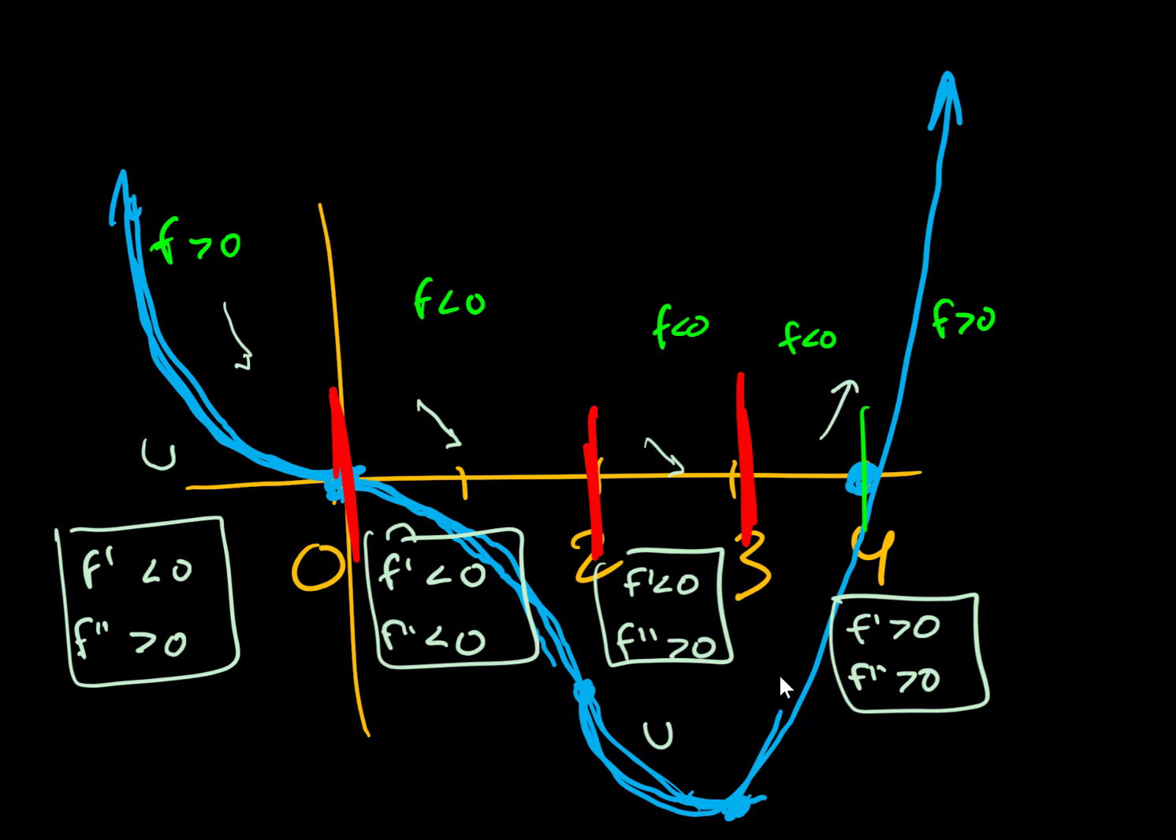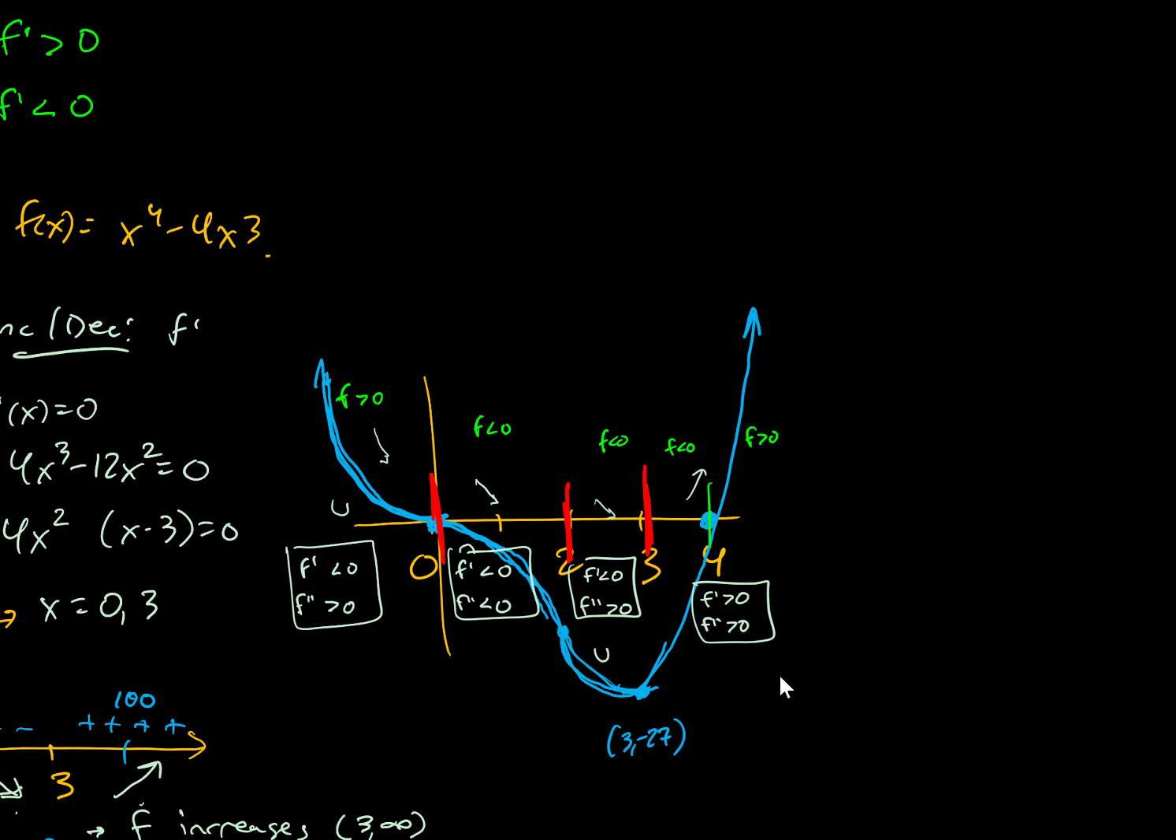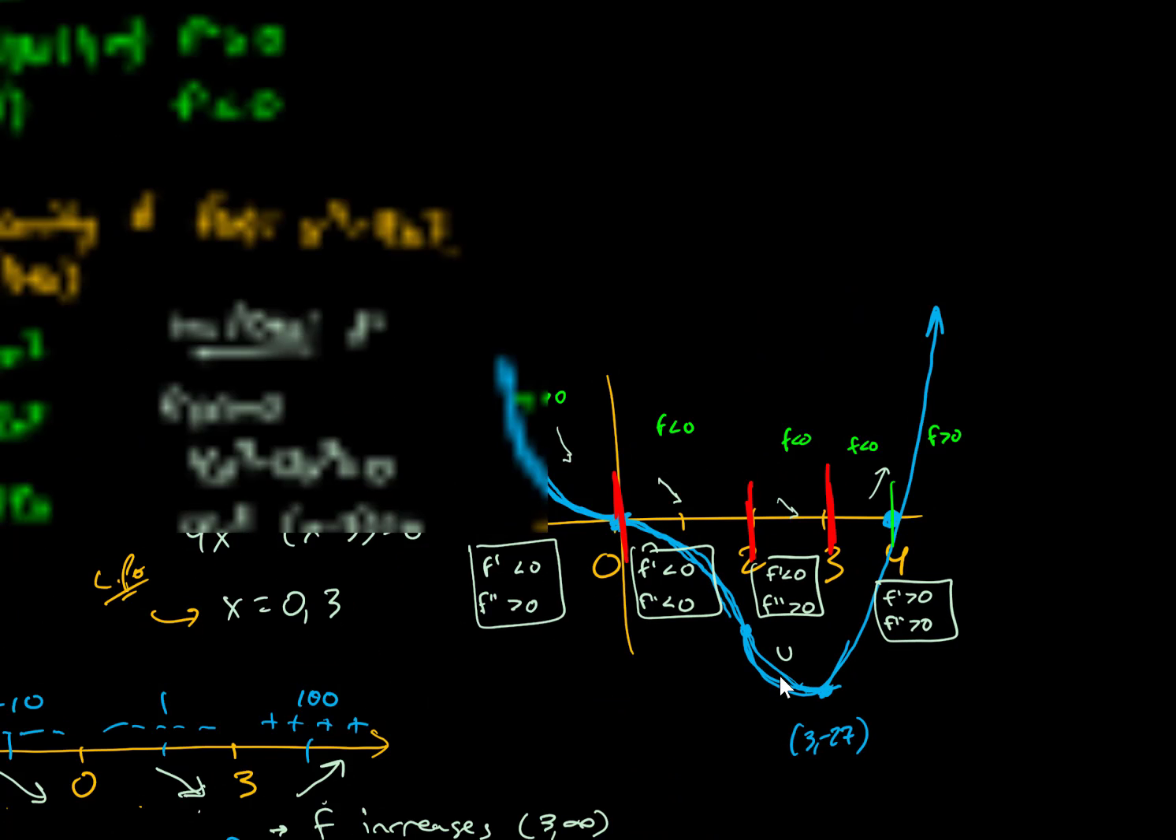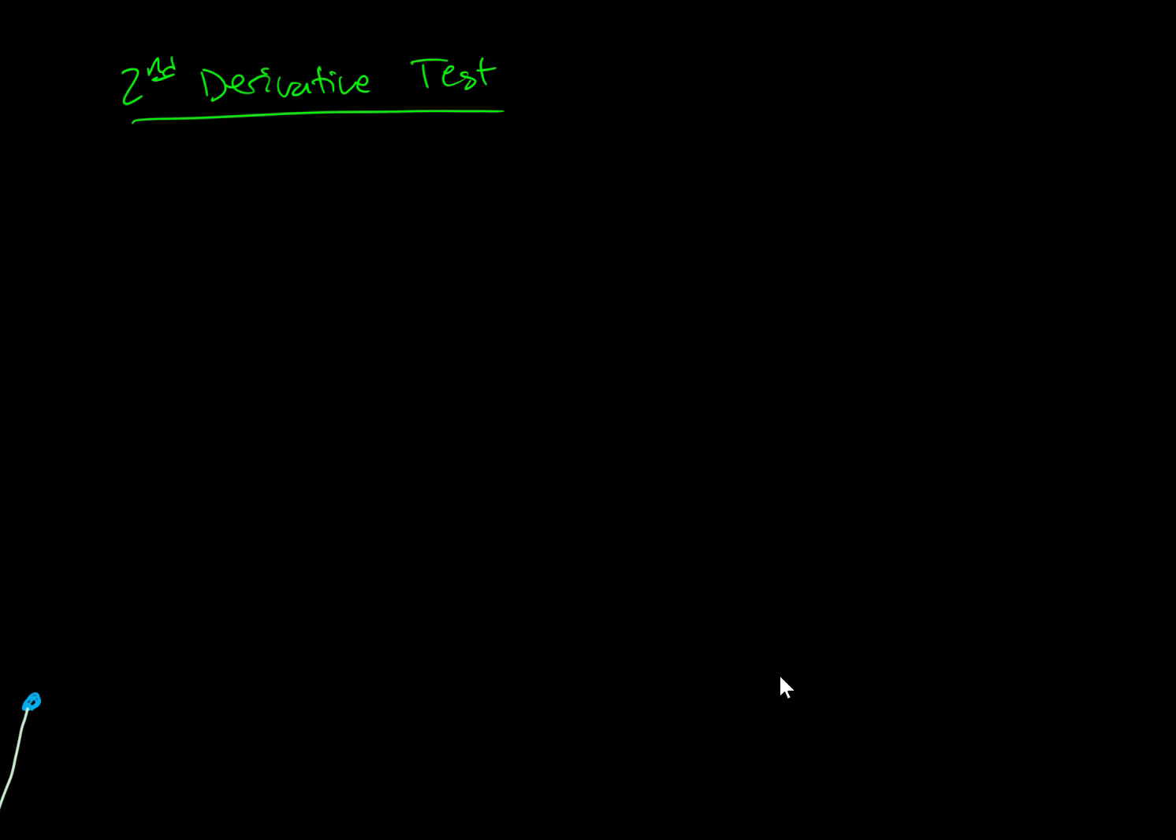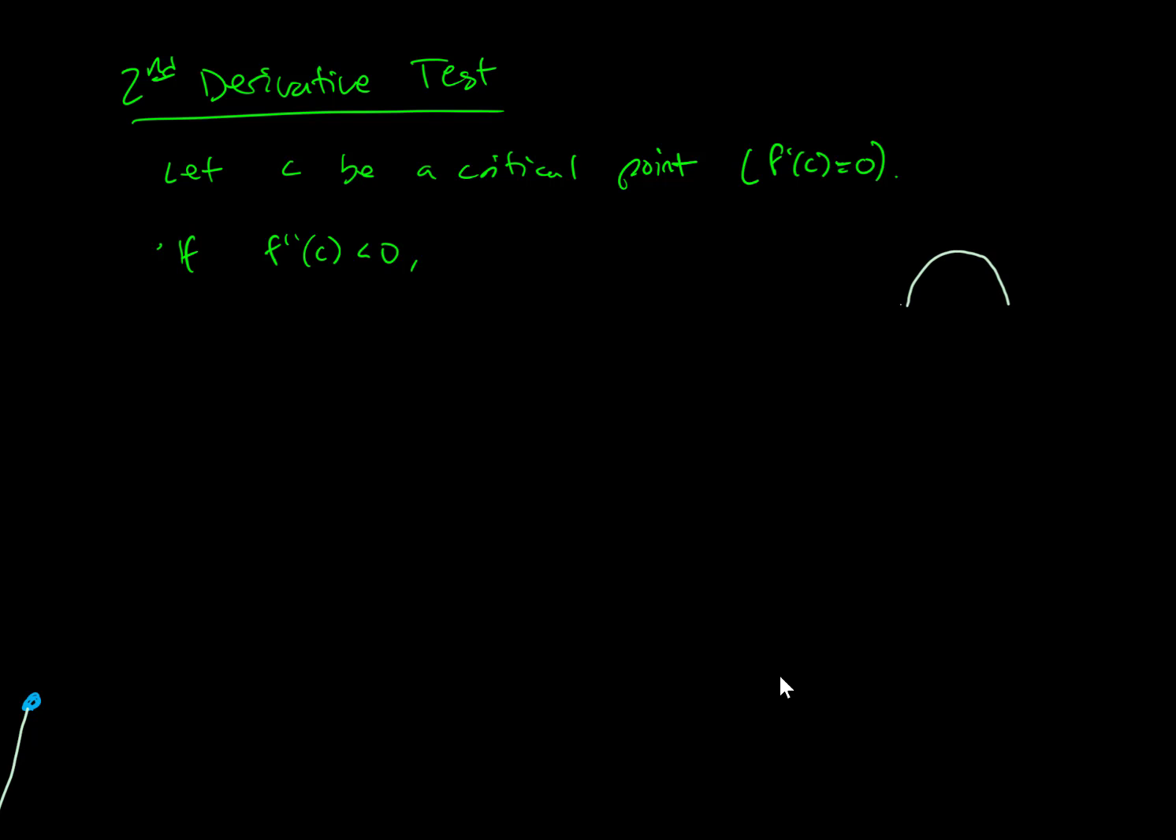There's one more detail we could add, and that's called the second derivative test. The second derivative test says, let c be a critical point. It means I take the first derivative, plug in the value c, and I get 0. Now, if I plug c into my second derivative and get a negative value, let's think what that means. If the second derivative is negative, that means I'm concave down.